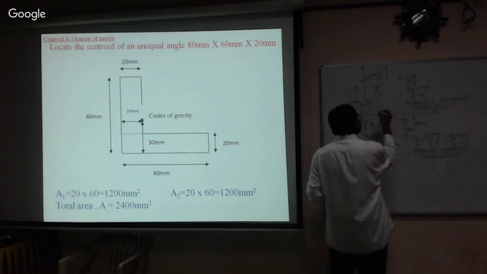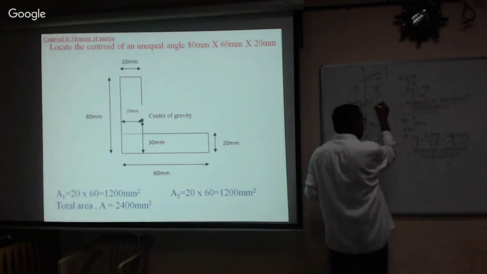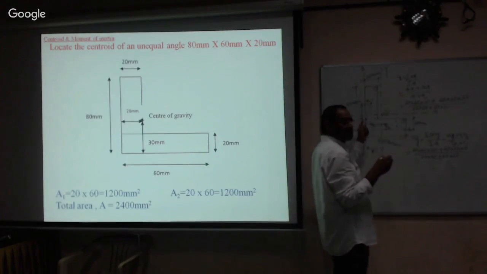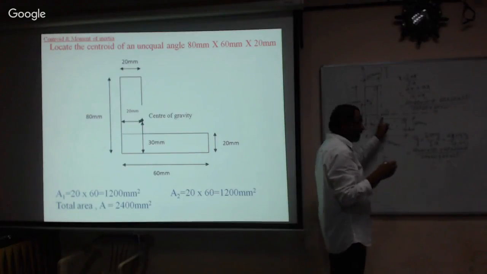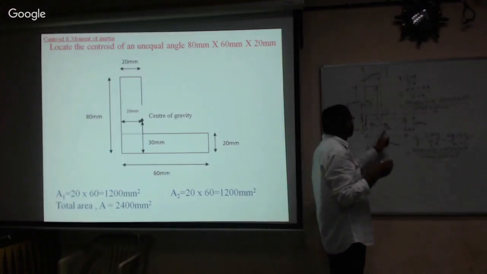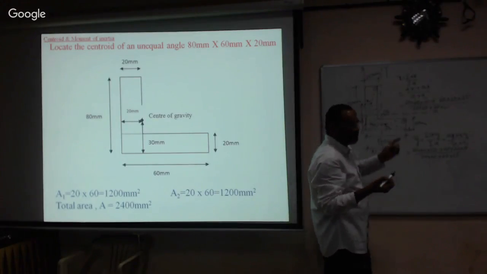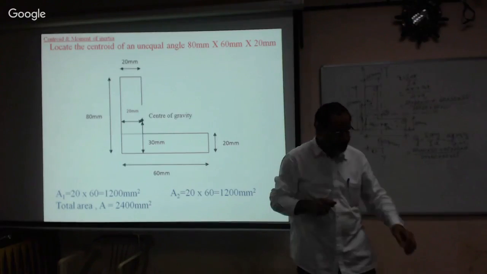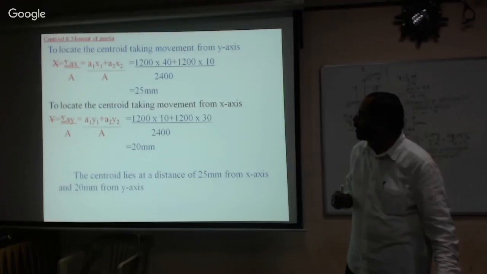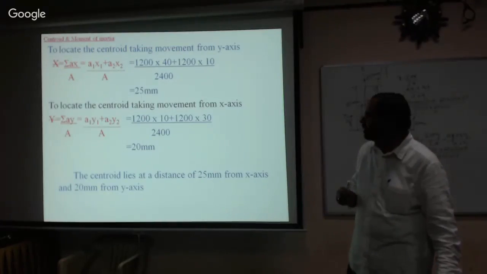See where the centroid is located? The centroid is located at a distance y bar and x bar from the axes. Understood? Similarly, I think we have one more problem that you can solve yourself.